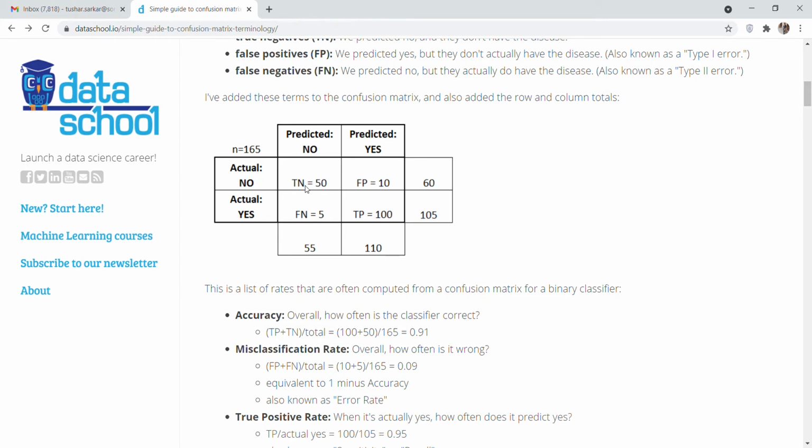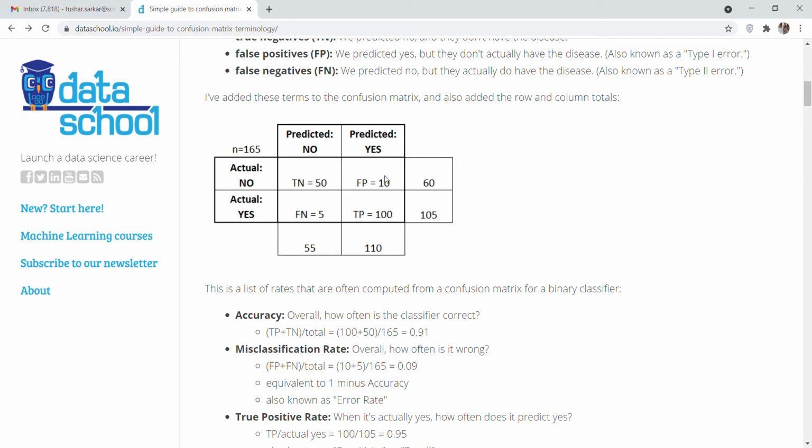So this 50 is TN. TN is true negative. True is for actual. Actually, he did not have the disease, and negative is no. So he did not have the disease truly. So this is 50. Then TP. TP is true positive. So true positive is yes, he had the disease, predicted was yes, and actually also it was positive. So this is 100.